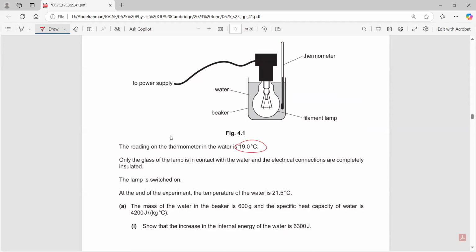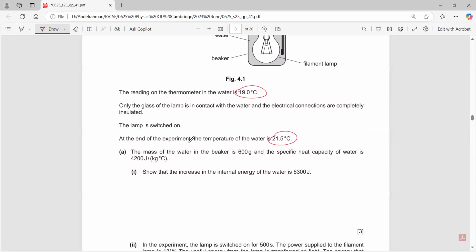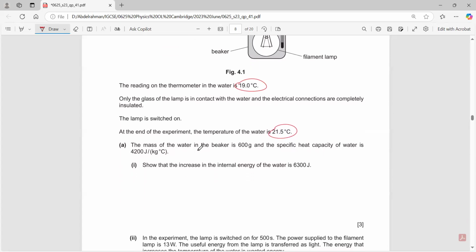The lamp is switched on. At the end of the experiment, the temperature of the water is 21.5 degrees Celsius. What happened to the water? The temperature of the water has increased. Can I show that the energy supplied to the water is 6,300 joules? Yes, I think I can.